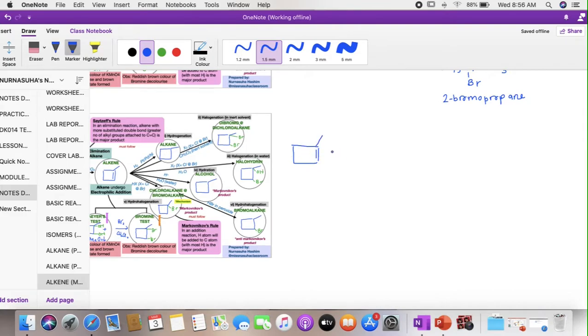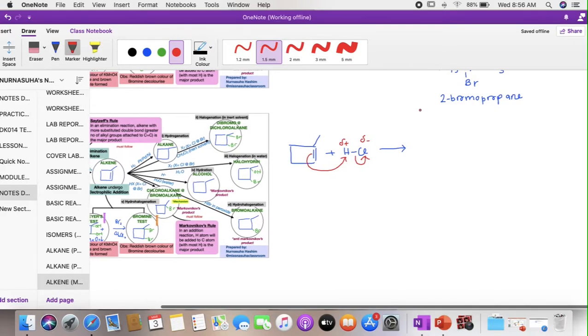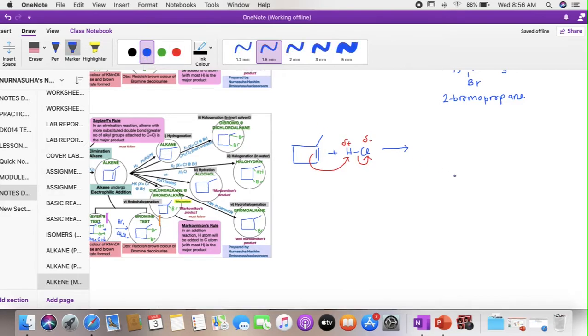Okay, now let's do it for HCl. Tadi kita guna HBr kan? Sekarang kita guna HCl. But the same concept applies here. Chlorine is more electronegative than hydrogen, so therefore chlorine steals electron from hydrogen. So now this hydrogen will gain electron from the carbon-carbon double bond. So that is our first step.